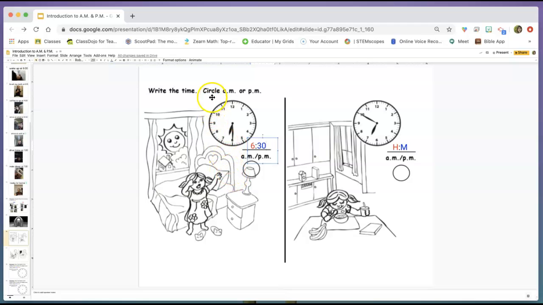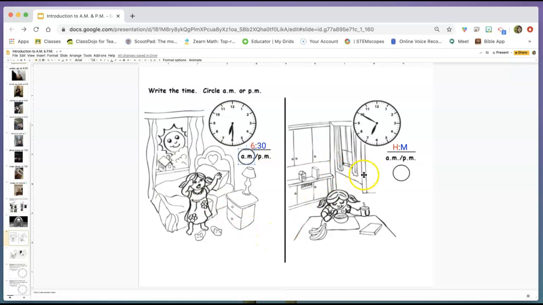Now I need to circle AM or PM. Well, if I make a connection with my day that we just went on in the past, I remember that I woke up at 8 o'clock a.m. And I see that this girl just woke up. So I believe that she woke up at 6:30 a.m.